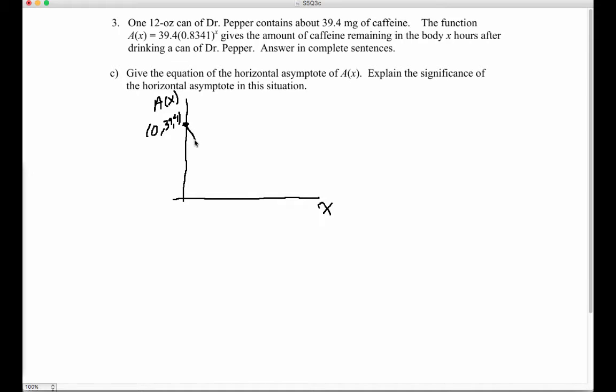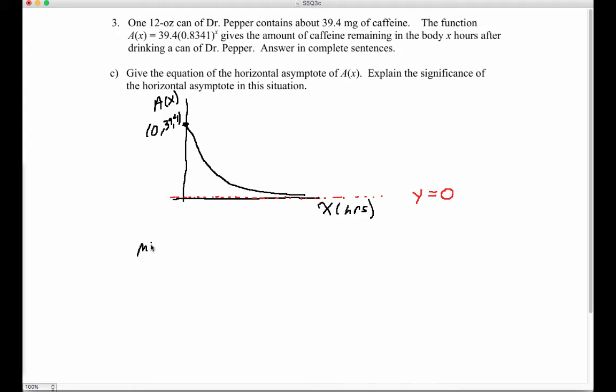And then the function does the decaying exponential dance. And so it comes down like this, where as the hours go by, we get closer and closer to 0 caffeine in our blood. But that said, it never ever gets there, because mathematically, we know that the x-axis here is playing the starring role of a horizontal asymptote. As a matter of fact, the equation of that horizontal asymptote is y equals 0. So what does that mean, or explain the significance in this particular situation?